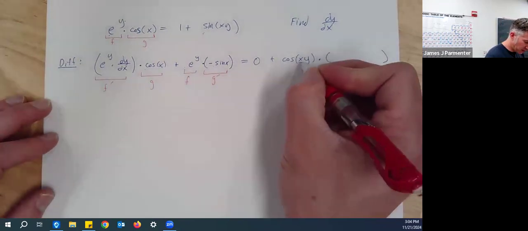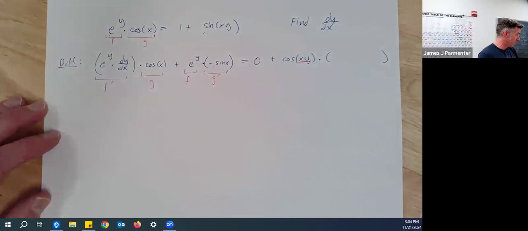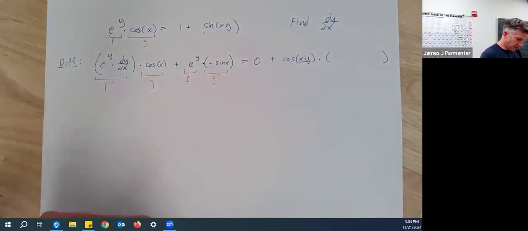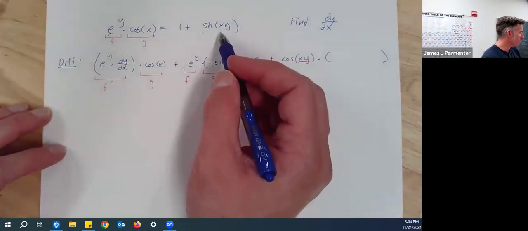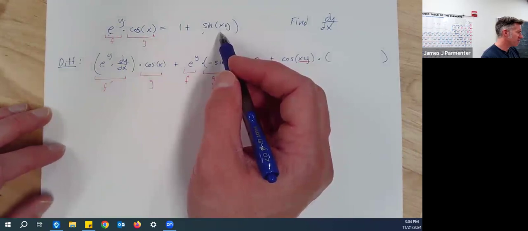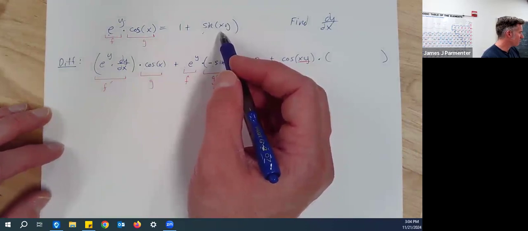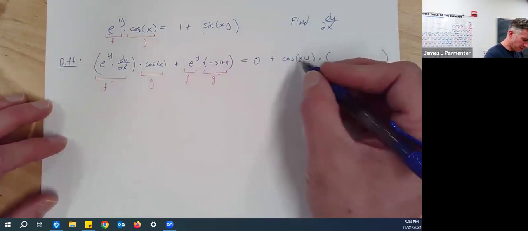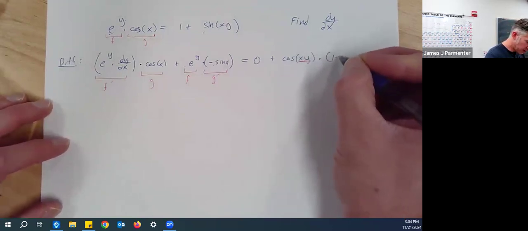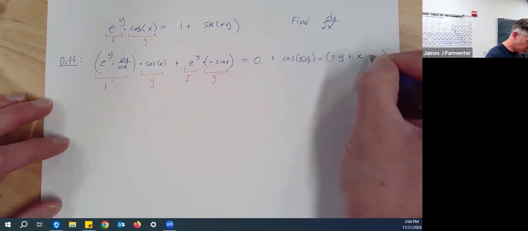The derivative of x times y also requires the product rule. The derivative of, I feel like, is this right? I feel like it was, is it sine of xy, not sine of x times sine of y? Okay, so the derivative here is going to be 1 times y plus x times y prime.